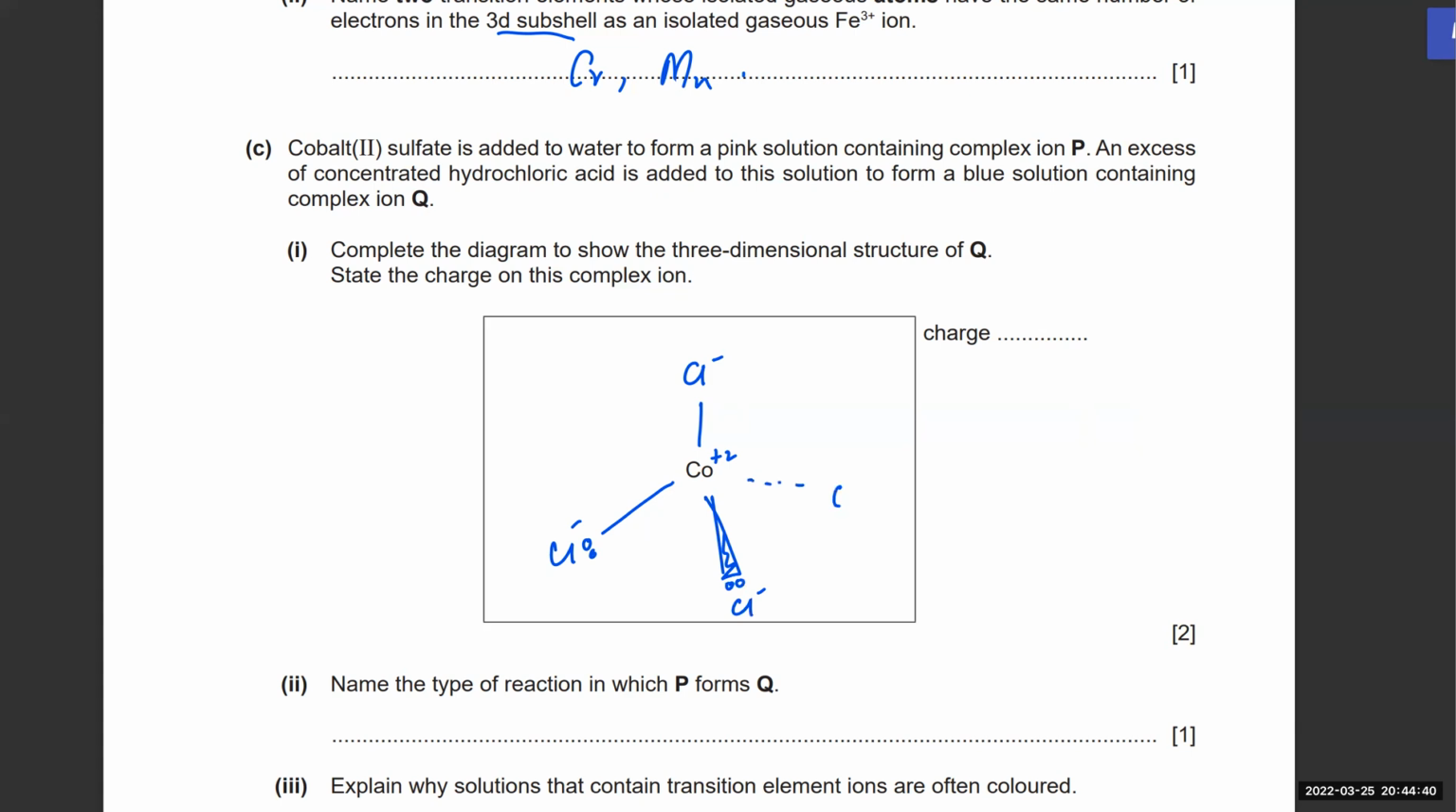And there's going to be one more Cl -1. You don't write the individual charges, you write the overall charges. The overall charge is going to be -2 on the entire thing. Cobalt is +2, Cl -1, -1, -1, -1. Name the type of reaction. That's a ligand exchange. Okay, is that clear? Yes, sir.